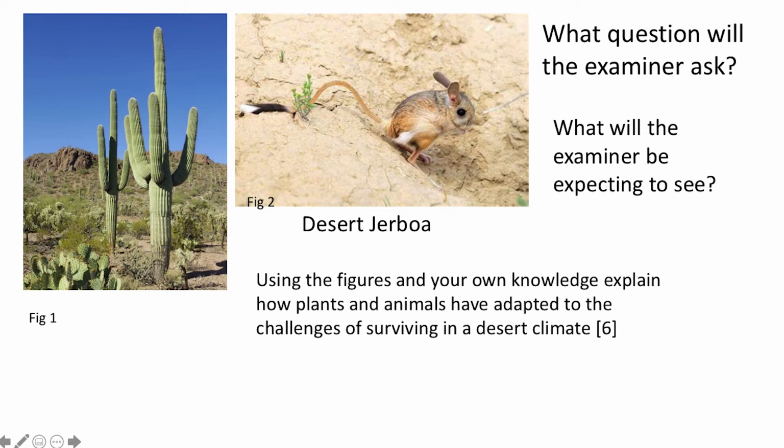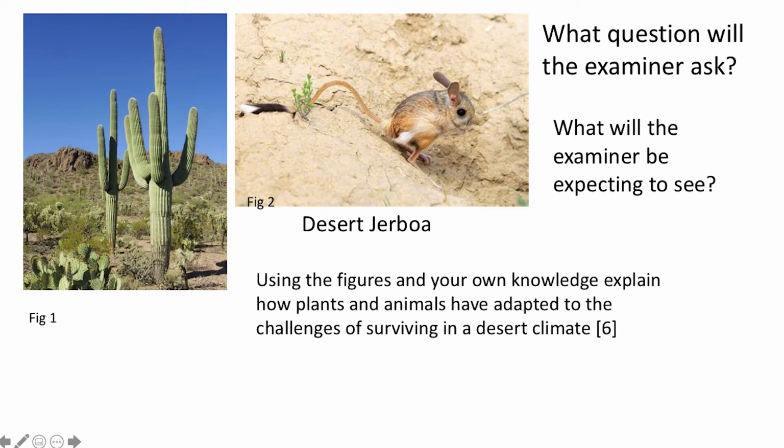Be careful, there's a few pitfalls here. Do not talk about predators or camouflage or things like that, because that's not about the climate. It would be suitable in a biology exam, but it would not be suitable in a geography paper. So to look carefully at figure 1, what type of plant is it? Are you able to identify that that is a cactus? How is it different to normal plants?